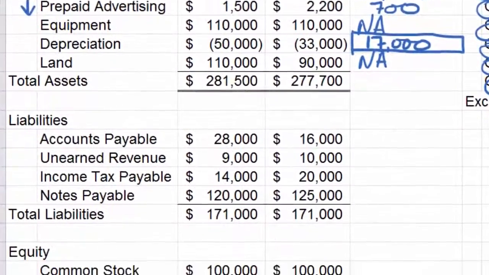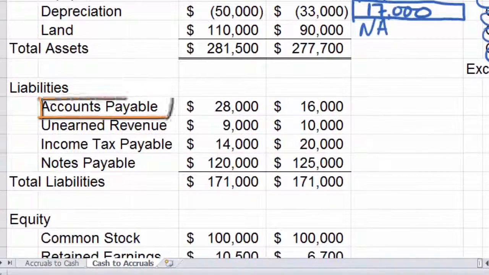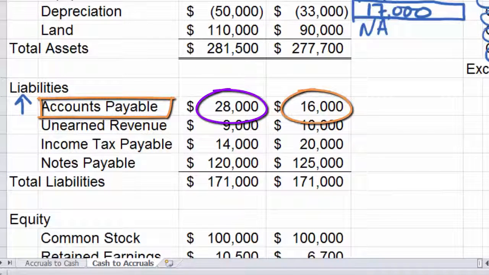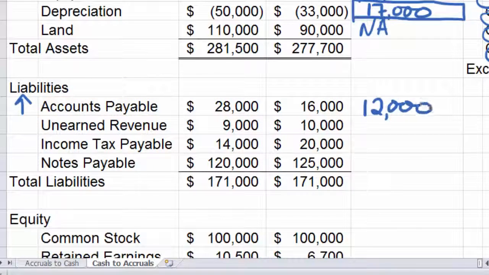Let's go ahead and look at our liabilities. Accounts payable, that's our day-to-day operation. That goes up. If accounts payable goes up, then we haven't made any payments, so we have more cash. Our next one, unearned revenue, goes down. Now, unearned revenue, if you remember, is when people prepay for work that we're going to do for them. So they've given us a check, we haven't done the work yet.